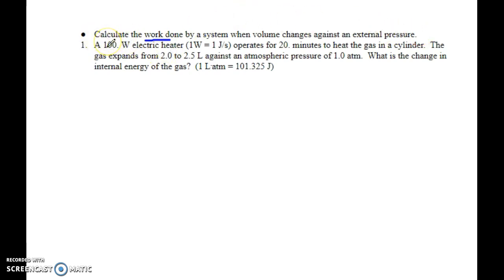So a 100-watt electric heater, so a watt is how quickly it uses energy, so 1 joule per second, operates for 20 minutes to heat the gas in the cylinder. The gas expands from 2 to 2.5 liters against an atmospheric pressure of 1 atmosphere. What is the change in energy of the gas? And 1 liter atmosphere is 101.325 joules.